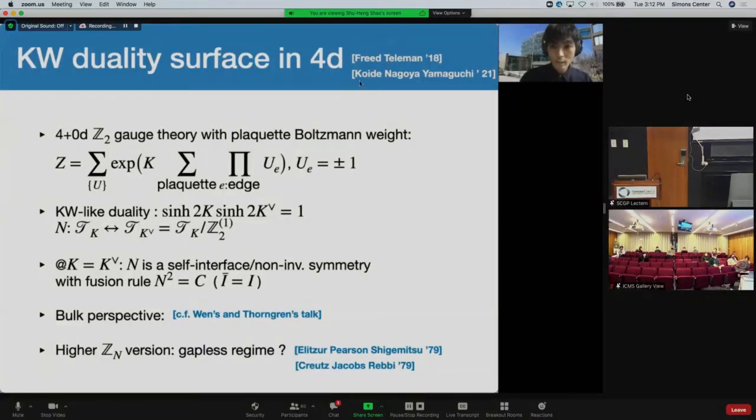On the lattice, this paper explicitly studied this non-invertible symmetry, and there's also a beautiful bulk-boundary perspective in terms of the 4+1 dimensional Z2 gauge theory explained in this nice paper. This perspective is also related to Shu-Heng Shao's and Ryan Thorngren's talks. This model has a first order phase transition at the self-dual point. However, with the ZN version with higher N, these old papers suggest there is a gapless regime in the parameter space. Therefore, it would be interesting to investigate further using the current techniques.